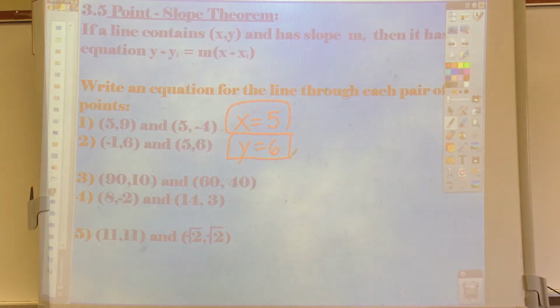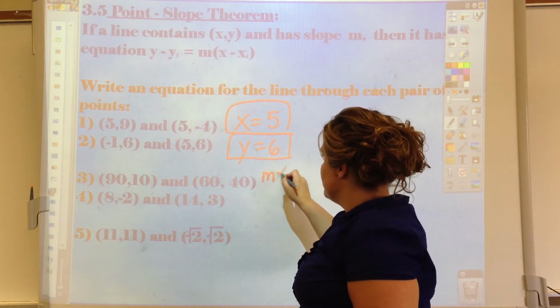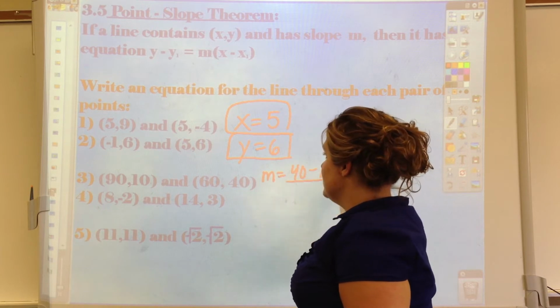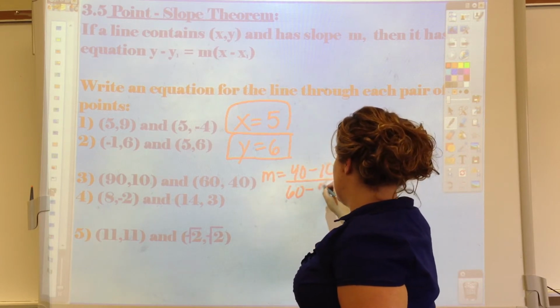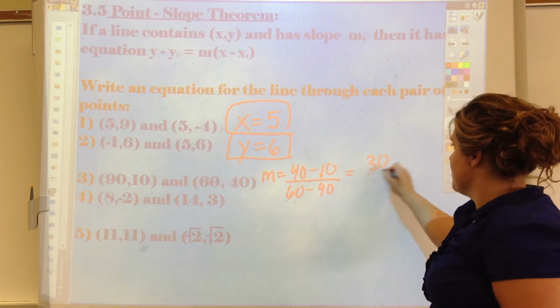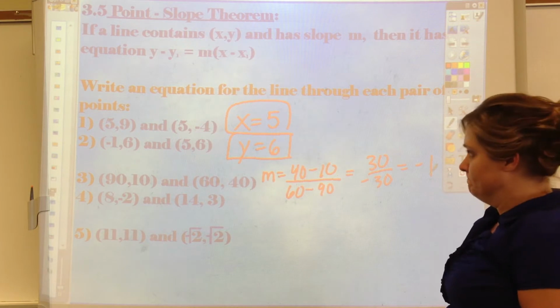Once we get to numbers 3 and 4, you notice that there's a difference. Here we're actually going to have to find the slope and then plug it back in to find the equation of the line. To find the slope for number 3, I'm going to find the difference in y and divide that by the difference in x, and simplify. How many agree I get -1?